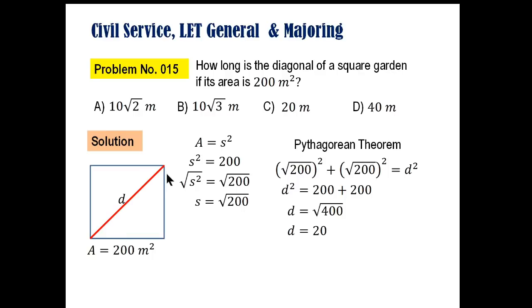So the diagonal of this square, having an area of 200 meters squared, is equal to 20 meters, where the measure of the side is equal to the square root of 200. So this is 20. So the right answer is letter C.